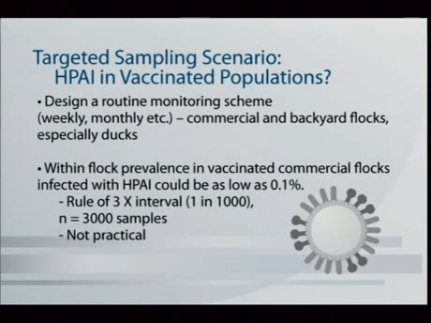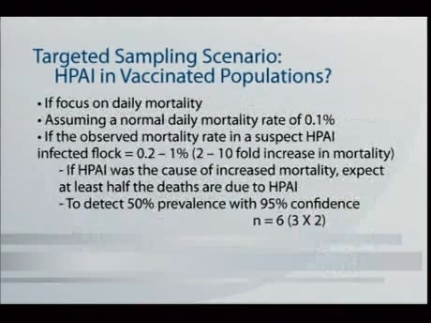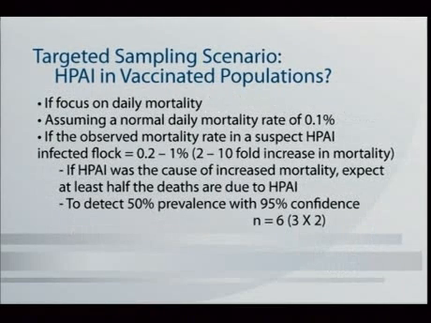So if we look at that rule of 3 times the interval, if we use the interval as 1 in 1,000, we would technically need to collect 3,000 samples to be assured that we would detect at least 1 positive in that flock. Well, that's typically not very practical because most laboratories don't have the capacity to do that level of testing. So what we can do is select targeted sampling by focusing on the daily mortalities.